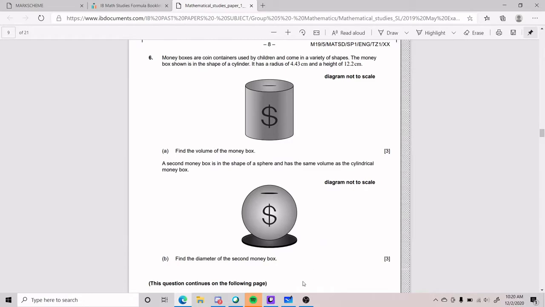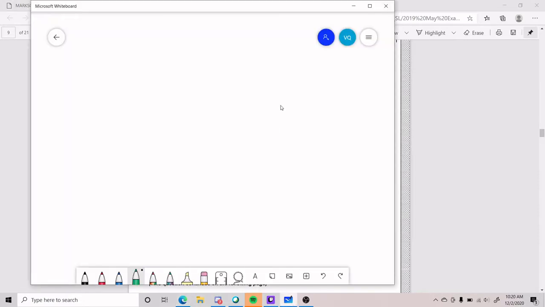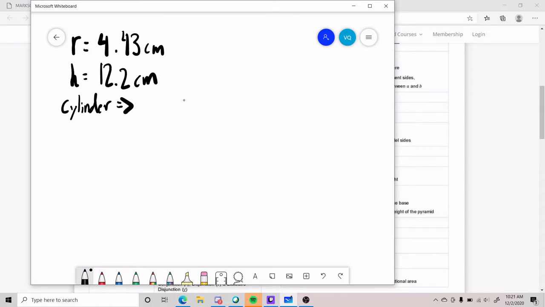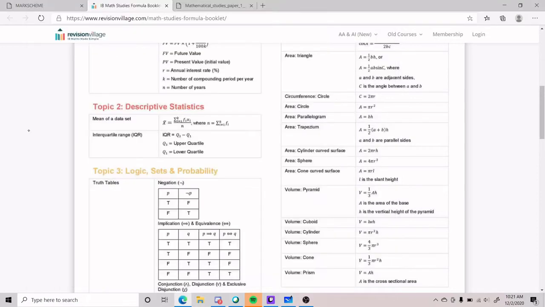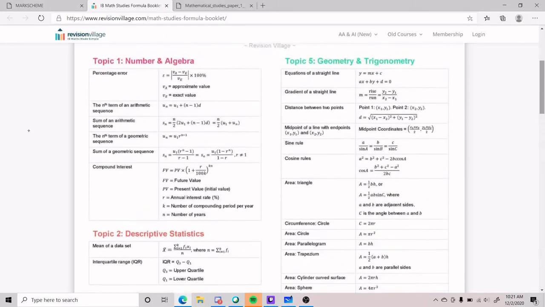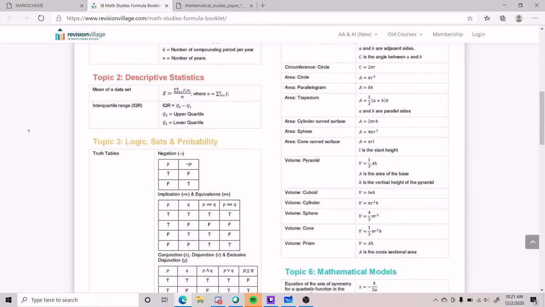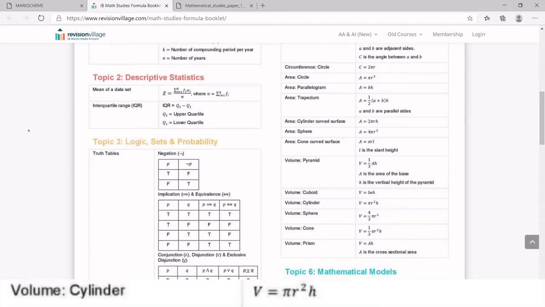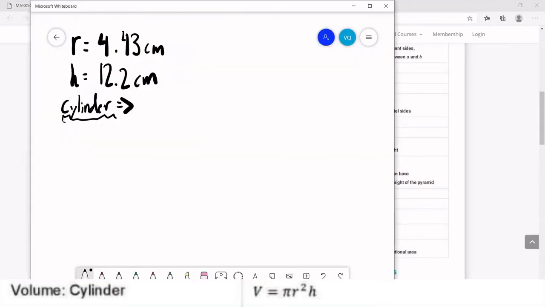Okay, so first things first, with any problem, especially geometry ones, I would say you want to write down what the problem gives you. So we got the radius, we got the height, and we know that it's a cylinder. Right now I am writing down the obvious information: the distance of the radius, the distance of the height, and for the cylinder, we're going to go to the formula booklet, find cylinder under topic 5, geometry and trigonometry, and find the formula that we need. So the volume of a cylinder is pi r squared times h.